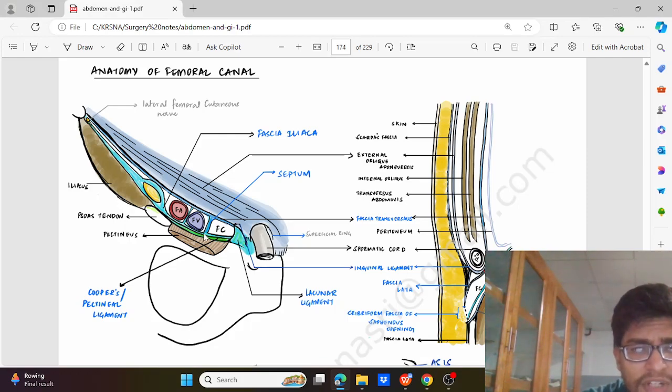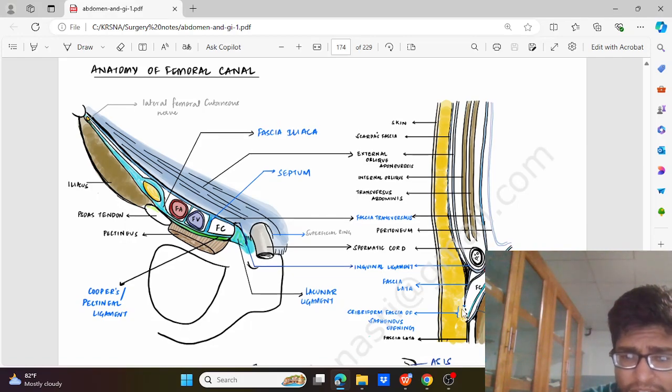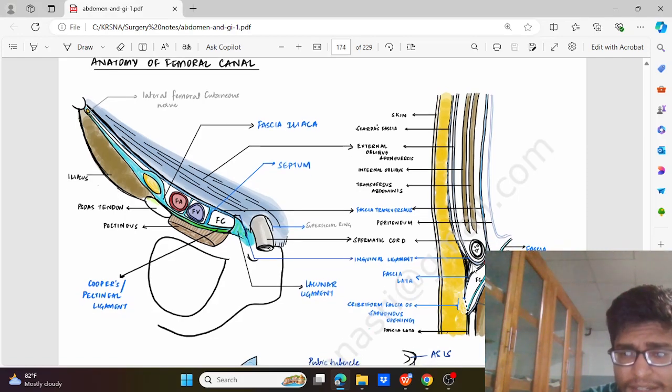So this is the femoral ring, and it continues below, as we can see in this diagram, and opens in the saphenous opening. So this is the femoral canal. It starts from the femoral ring near the pubis, at the level of the pubis, and it continues downwards and opens into the saphenous opening.